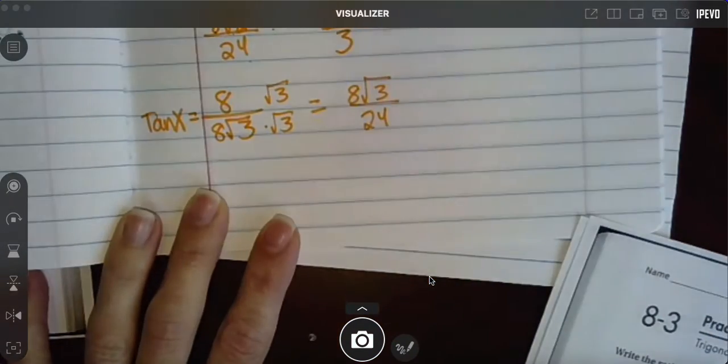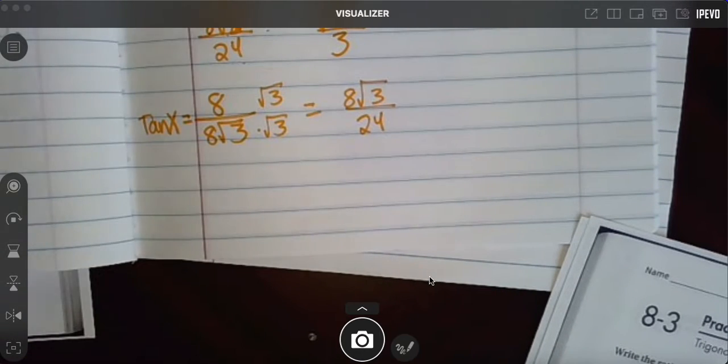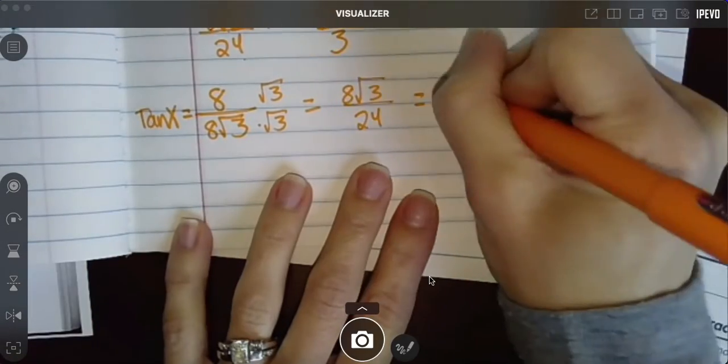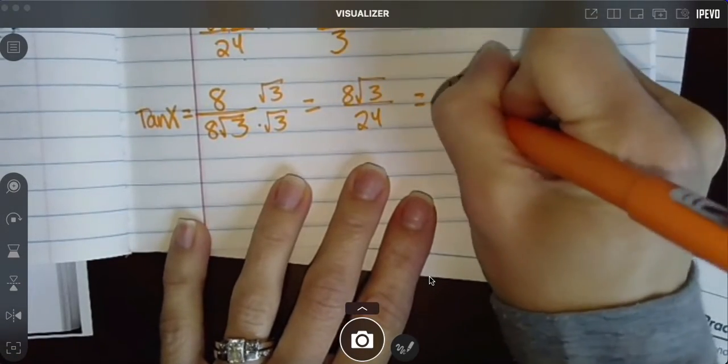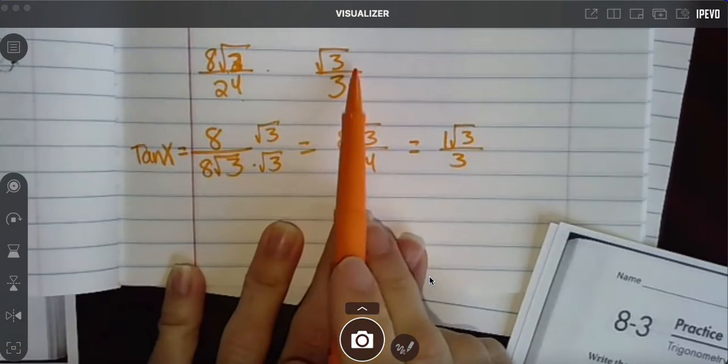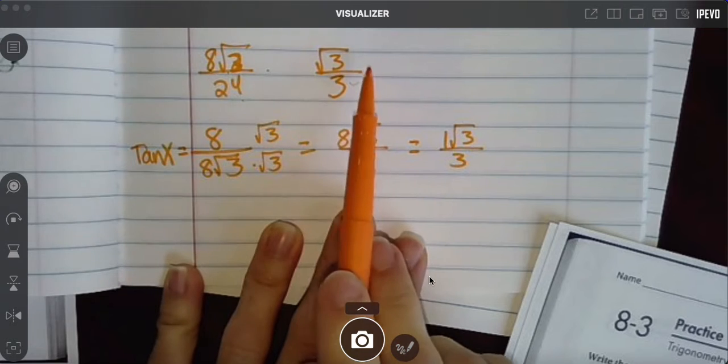Some of you may have left it like that, but you should be able to see that 8 over 24 should reduce, right, to 1/3. You can put the 1 if you want. I normally don't. But look, you could put 1 square root of 3 over 3. I didn't put it on my answer. I just put square root of 3 over 3.